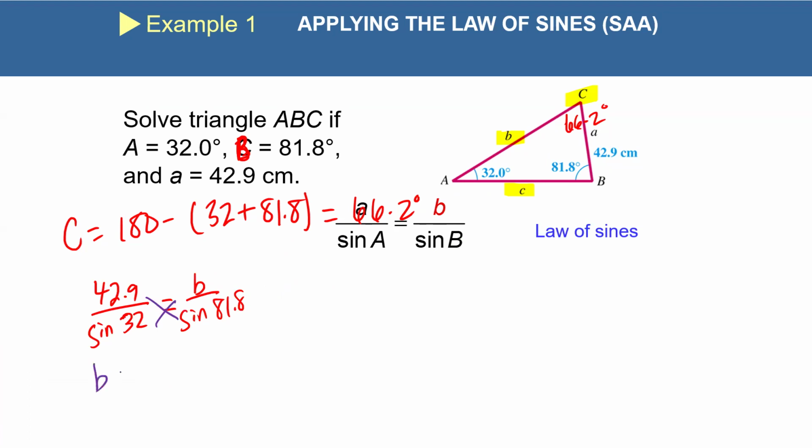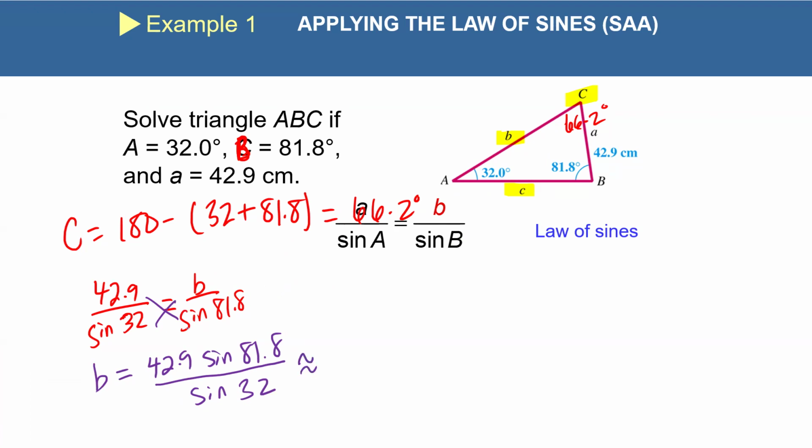So to find B, what does B equal? We cross multiply and we get 42.9 times sine of 81.8. And what are we dividing by? Sine of 32. You have to keep the sine. Okay, so this is our exact answer. We're going to use the calculator to find out where.